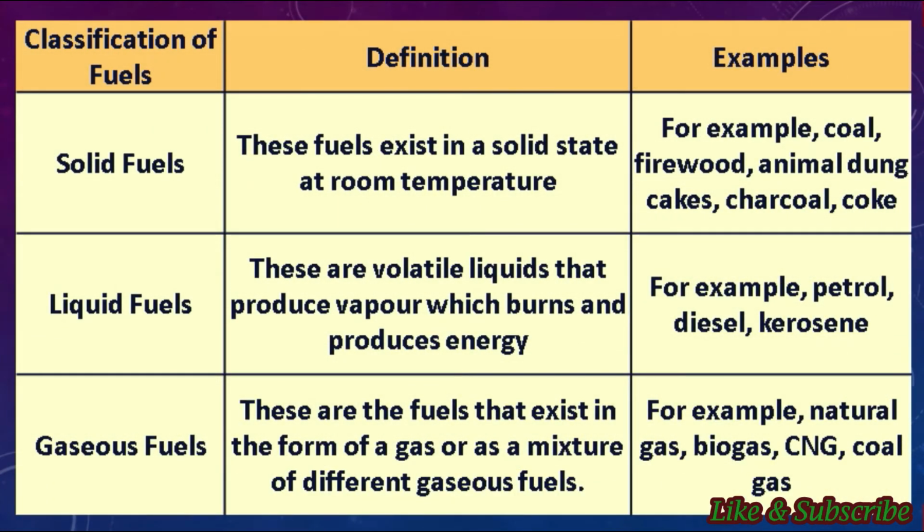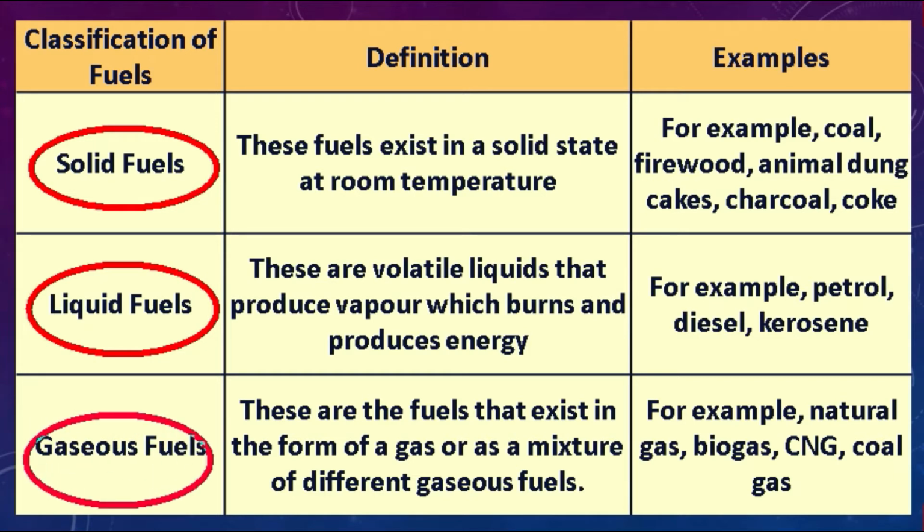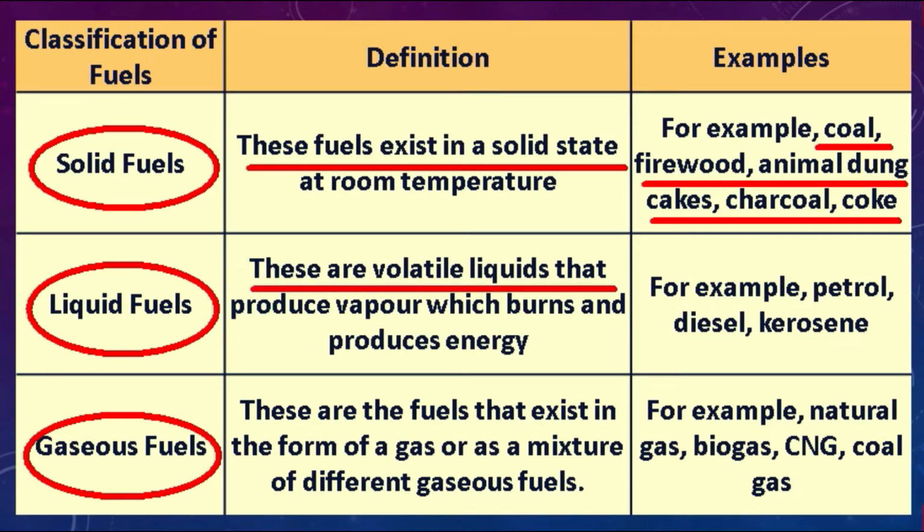Now students, on the basis of the availability of fuels in different states, they are classified into three main categories: solid fuels, liquid fuels and gaseous fuels. Solid fuels are those fuels that are solid at room temperature, for example coal, firewood, animal dung cakes, charcoal, etc. Whereas liquid fuels are those fuels that are volatile and produce vapor when we burn them and give us a huge amount of energy, like petrol, diesel, kerosene, etc.